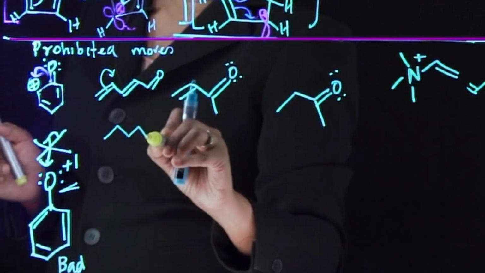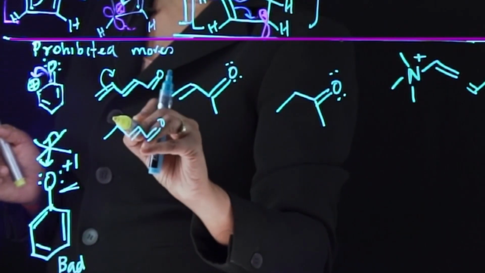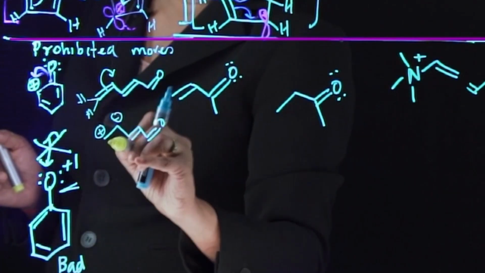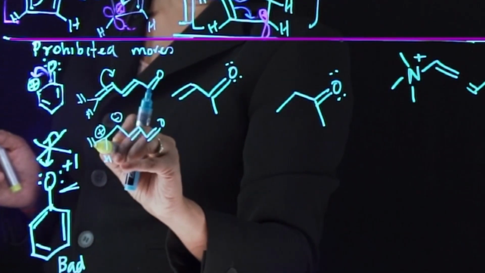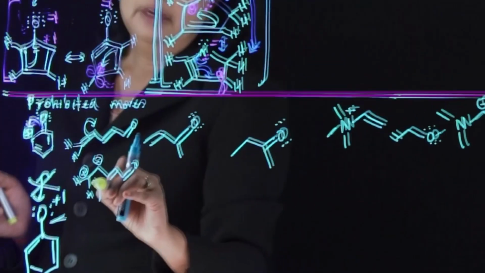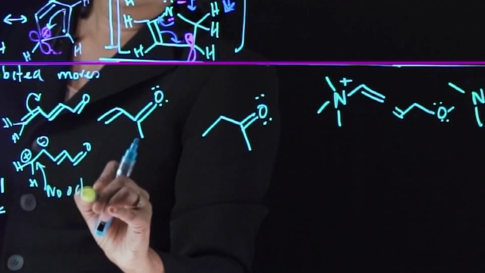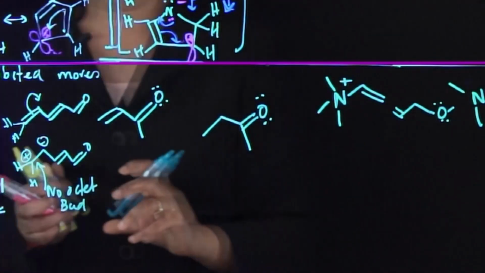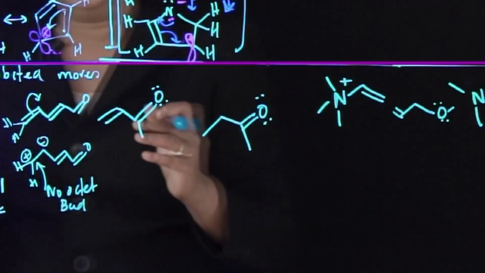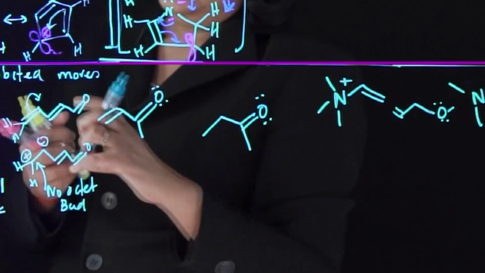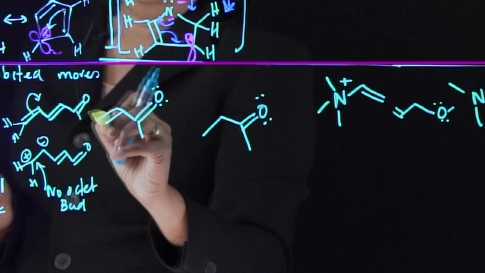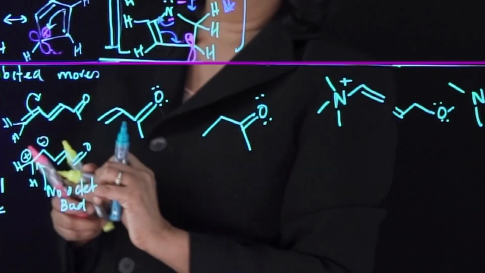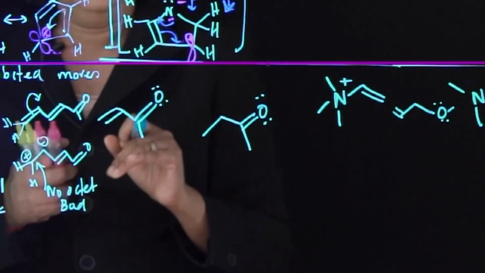If you do that, you're going to get a carbocation and a carbanion here, and this is going to violate the octet rule. No octet. So this is bad. But sometimes, if you don't have a choice, then you could do that. But it is really a bad structure. No octet. So try avoiding that.